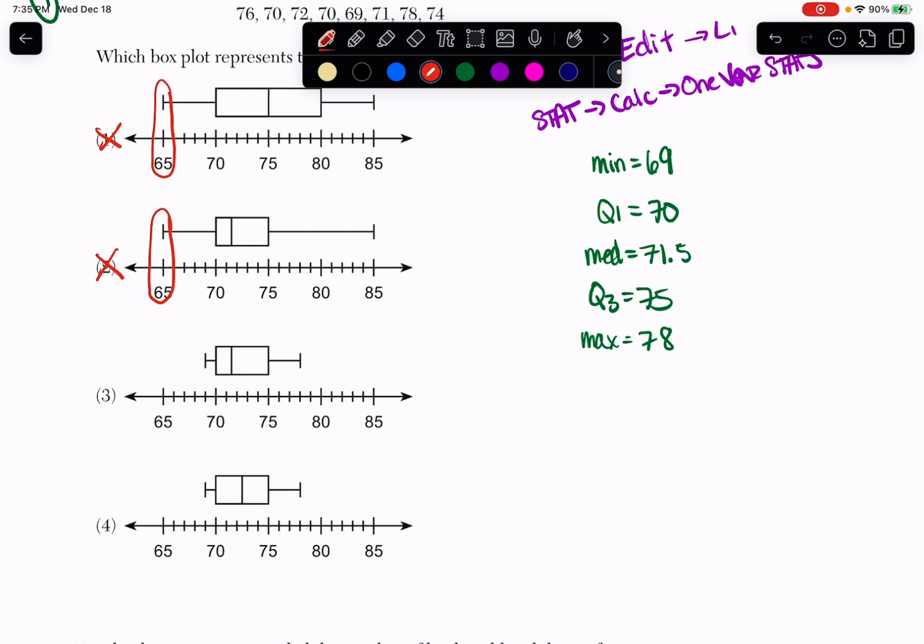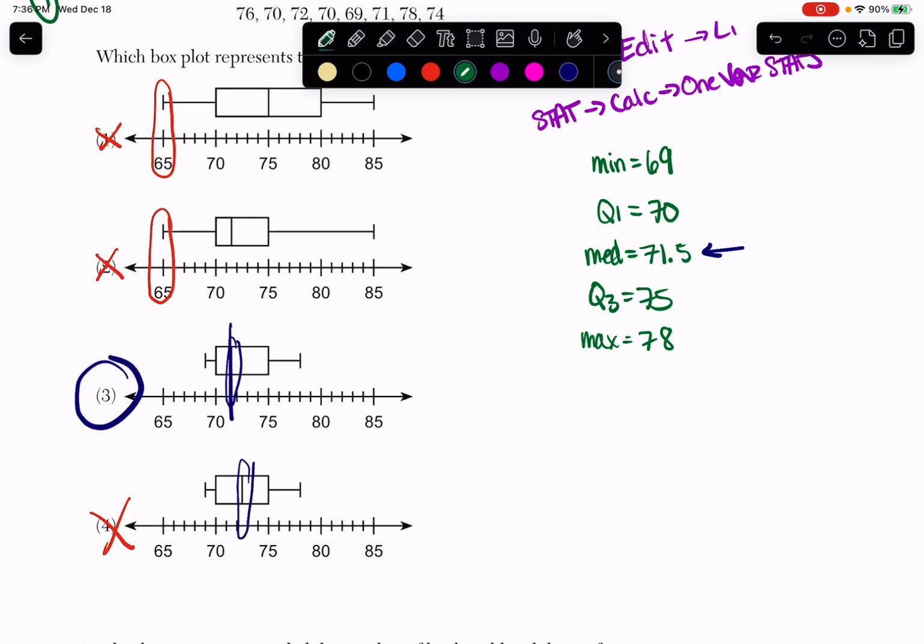And then before I keep going, I'm going to compare what I have left. The only thing that seems different between options 3 and 4 is the median. So it seems like in option 4, the median is between 72 and 73. In option 3, the median is between 71 and 72. So my median is 71.5, which matches this graph. So I'm going to get rid of option 4 and choose option 3.